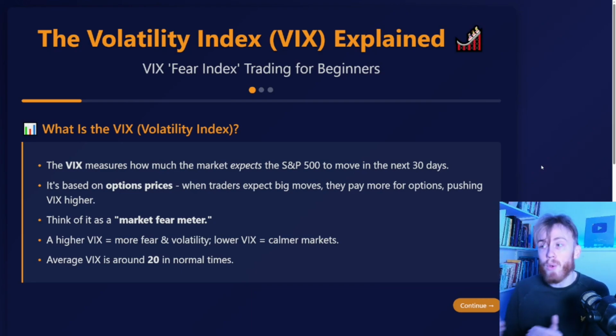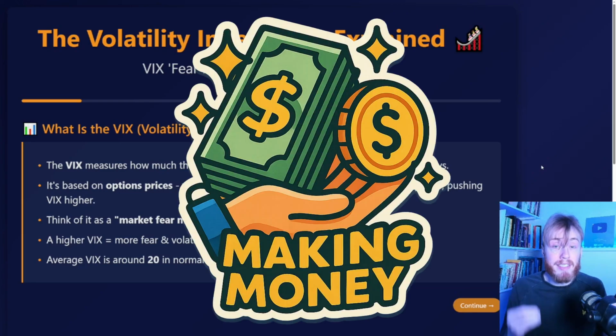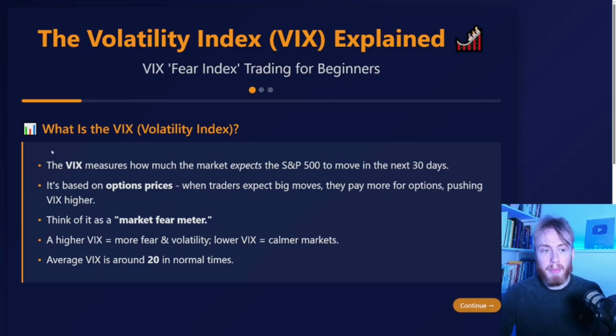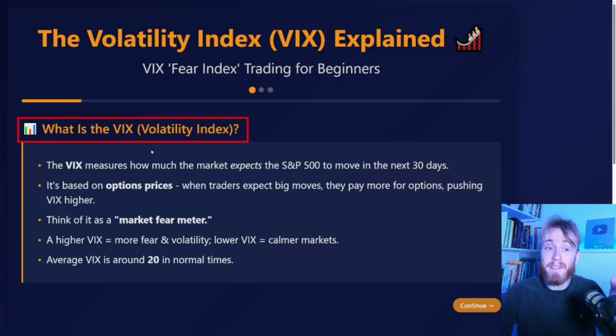We'll take a look at how it works, and we will also take a look at some simple but effective ways to use it. But alright, so let's begin here with the very important question: what is the VIX? Or in other words, what is the volatility index?